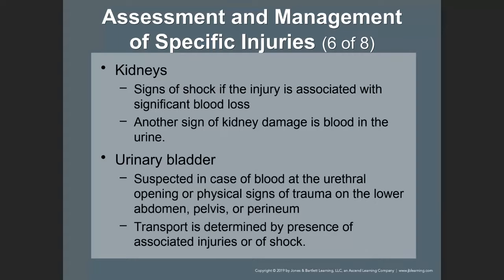For injuries to the kidneys, look for signs of shock if the injury is associated with significant blood loss. Another sign of kidney damage is blood in the urine. For the urinary bladder, injury is suspected in case of blood at the urethral opening, or physical signs of trauma on the lower abdomen, pelvis, or perineum. Transport is determined by the presence of associated injuries or shock.